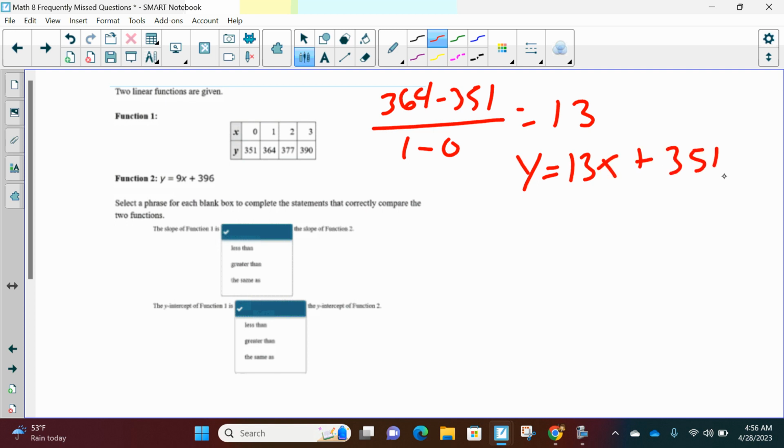So then it says the slope of function 1 is... so the slope is 13 and 9x, which is greater than the slope of function 2. And then the y-intercept is less than function 2, because 351 is less than 396.